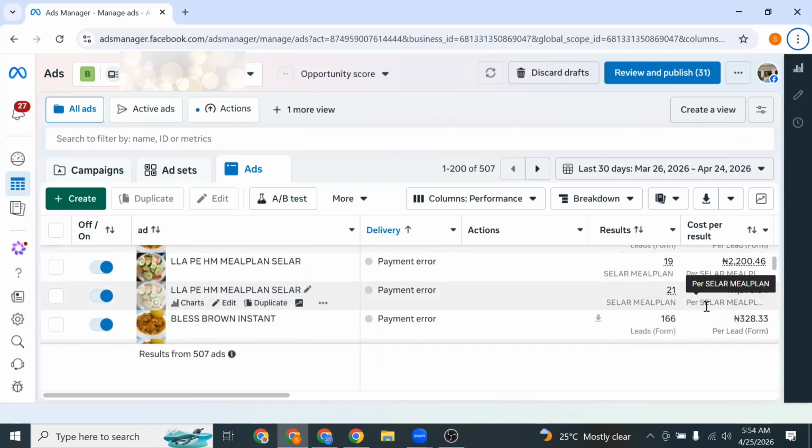What I mean is, if you put in 10,000 naira and that advert produces 20,000 naira back, you should never have any reason to turn it off. If you put in 20,000 and it produces 40k, it is never unprofitable. It is highly profitable, so you don't have to turn it off.